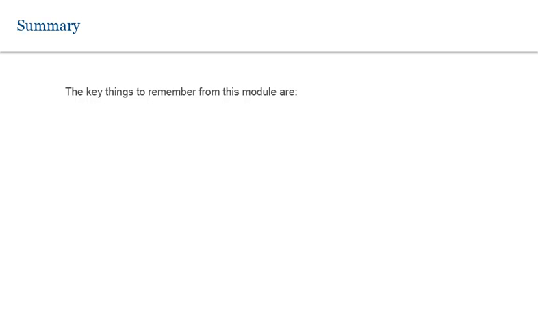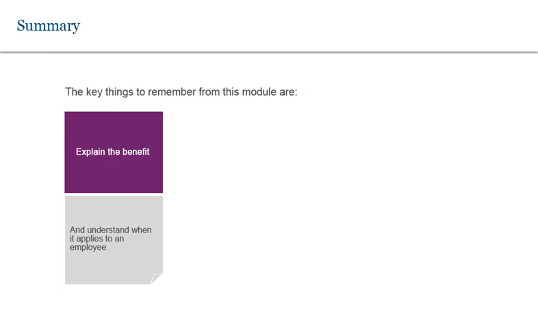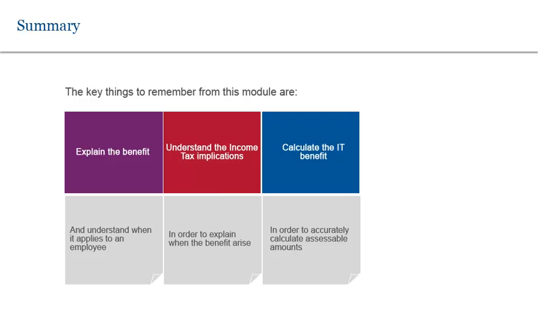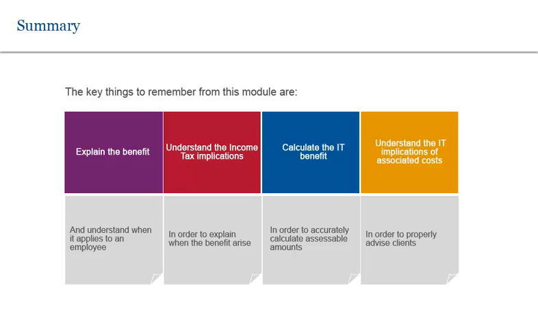The key things to remember from this module are that an income tax benefit will arise on the provision of living accommodation in many circumstances. However, there are some situations where this benefit does not arise. The benefit calculation has 3 elements: the basic benefit and an additional yearly benefit for properties costing more than £75,000. And then there's the possibility of costs paid by the employer being taxable on the employee.